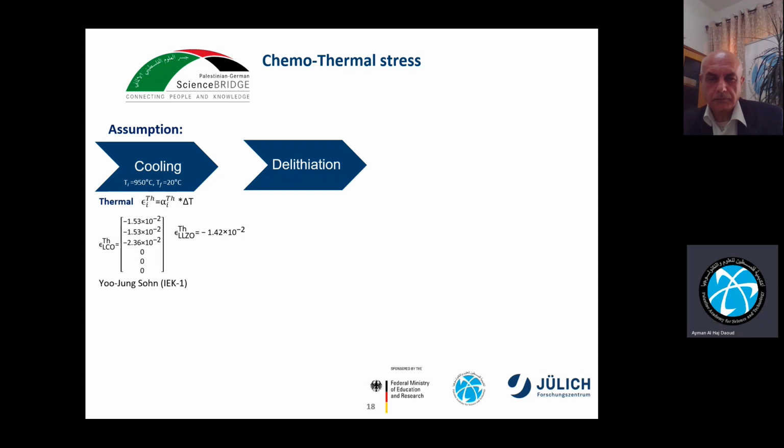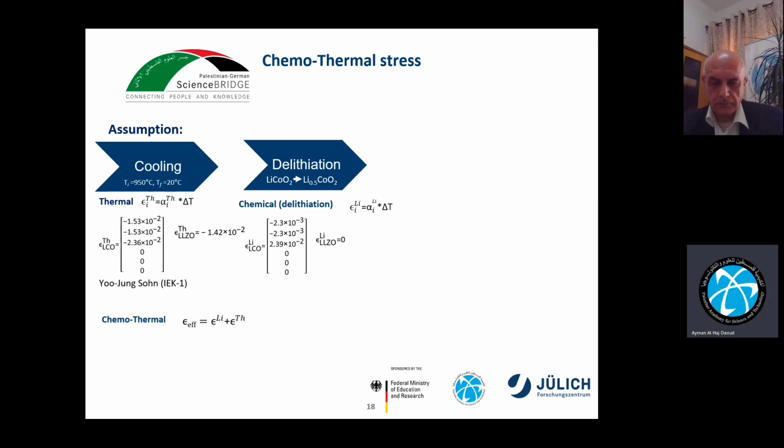The second step is the delithiation, and in this case we are talking about half delithiation, which means half the lithium concentration in the system. So we moved from lithium cobalt oxide to half of the lithium in the lithium cobalt oxide, and we call it the chemical or delithiation strain. These are the chemical strains of LCO and the chemical strains of LLZO, which equal 0 because we have no volume expansion or no change in strains in LLZO. And we got this from the literature too.